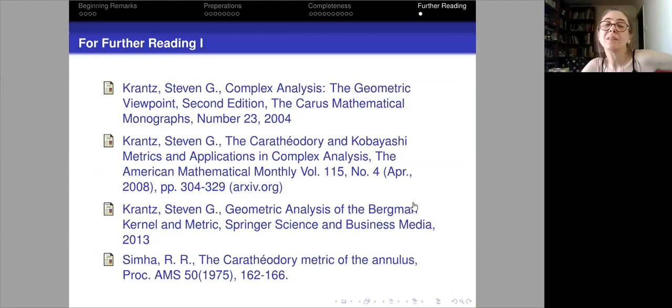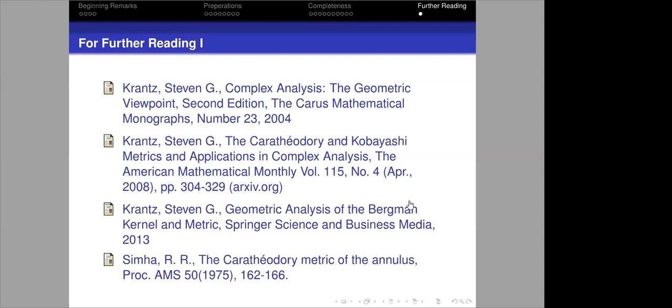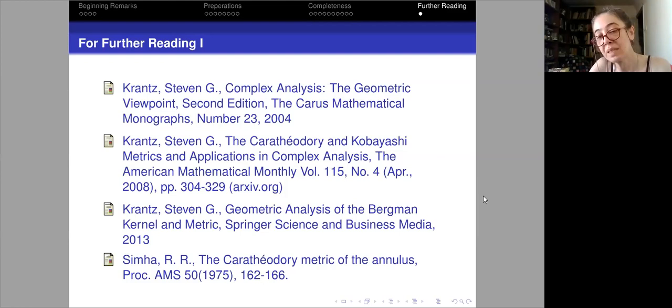For further reading, the first one is the textbook we followed. The second one is the paper about Carathéodory and Kobayashi metrics by Steven Krantz. And the third one is Krantz's book, Geometric Analysis of the Bergman Kernel and Metric. But be careful, this deals with several complex variables, so this is a bit advanced textbook. But if you are interested, you can have a look at the textbook. It tells the subject enthusiastically, as Krantz usually does. The fourth one is again a paper by Sinha. So with this, we close the mini series of our lectures.